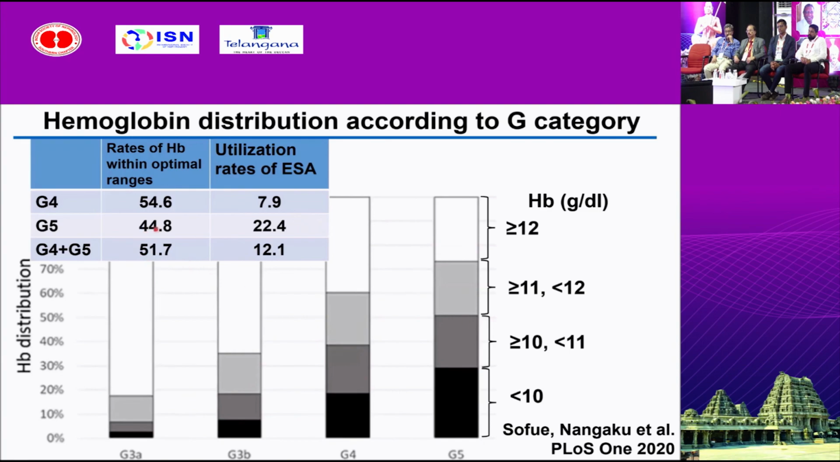In addition, about 1/2 of the patients achieved the optimal ranges of hemoglobin recommended by the guide. In addition, even in the CKD stage G4 and G5 patients, only 12% of the patients were treated with ESA. So we should treat these patients in a more appropriate manner.